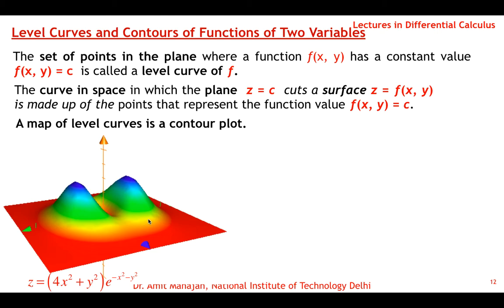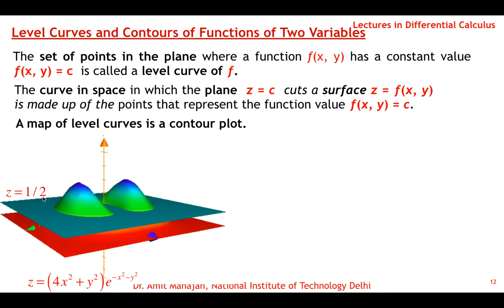If a plane z equals constant cuts this surface, say I cut it with the plane z equals half, which will be parallel to the xy plane. Then you can see that the intersection of these two is a boundary here, which will go on the other side and come back here. Similarly, there is another boundary here.